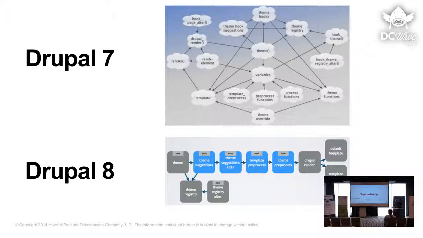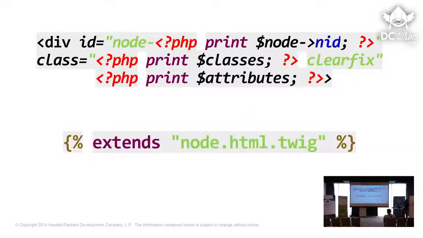Okay, what else? Redundancy. In Drupal 7, we have a lot of code which is duplicated in many TPL files. For example, as you can see, here is a div ID declaration where you need to print node ID, print classes, print attributes, and this code is duplicated in, for example, normal Node, in views TPLs, in some blocks, you always use the same code.